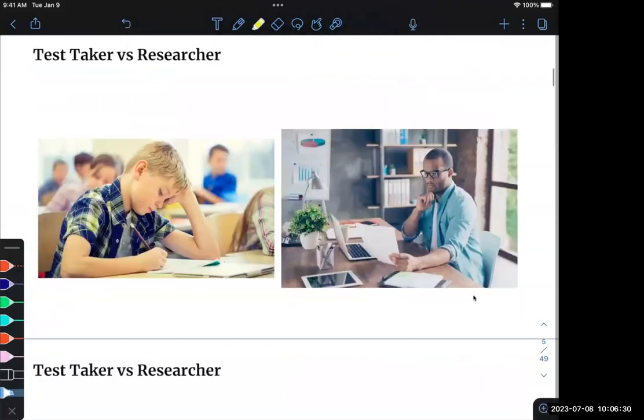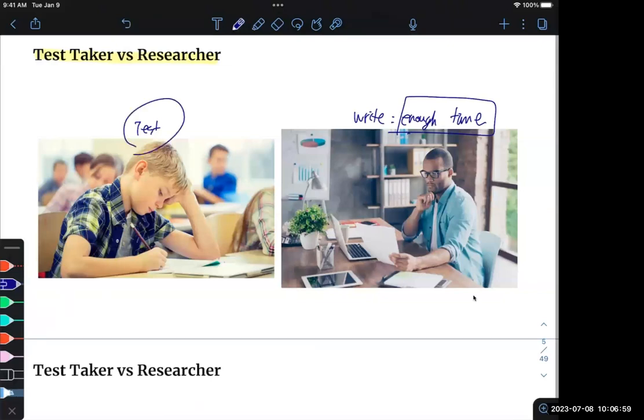There is a big difference between the question type when you take a test and when you write a research. The major difference is that when you write, you have enough time. So you are expected to give more details in your answers, right?